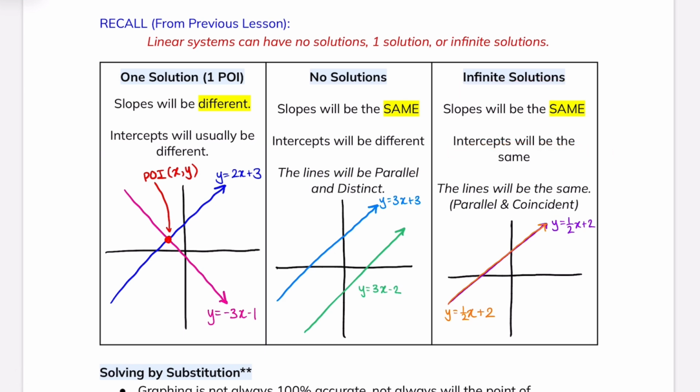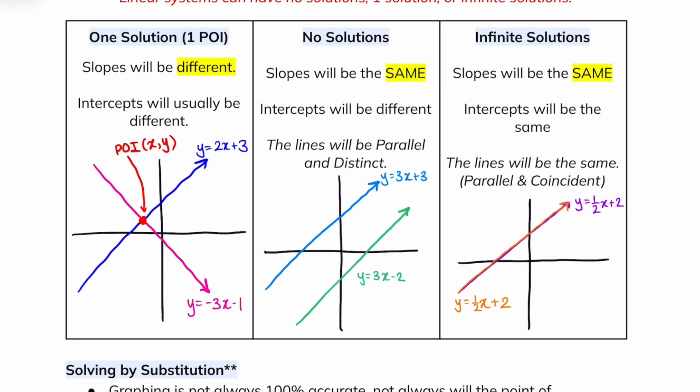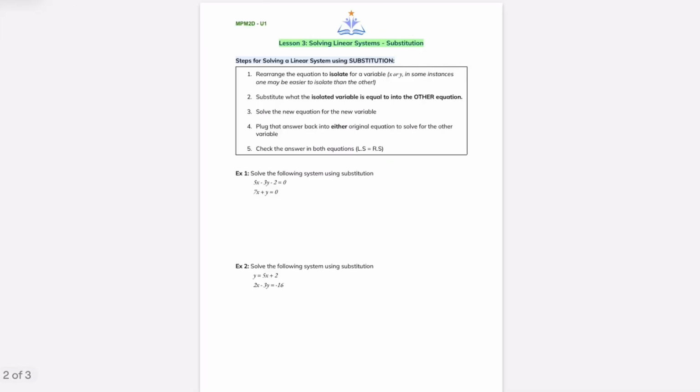And infinite solutions happen when your slopes are the same and your intercepts are also the same. So in this case, your lines are going to be the exact same, right? Because the slope is the same and the y-intercept is also the same. And so they intersect infinitely at every single point because they lie right on top of each other. Mathematically, we say that these lines are parallel and coincident. So that's something you need to keep in mind.